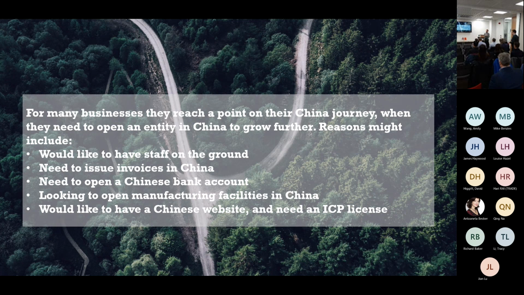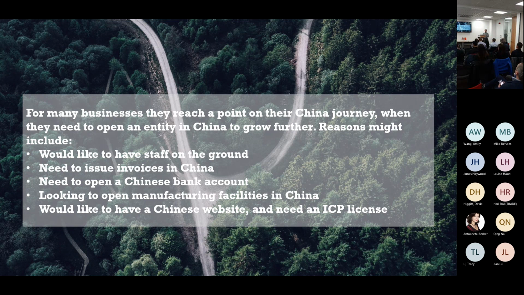So very briefly, for many businesses, they reach a point on their China journey when they need to grow further, and that could be for a few reasons. Sometimes you're looking to actually have staff on the ground in China. It could be that you need to issue invoices to your Chinese partners. You may want to open a bank account. You may want to have a Chinese website. There's a whole bunch of reasons. You might be looking to manufacture in the Chinese market. And so there comes a point on your China journey where you have to make a choice about setting up or not.